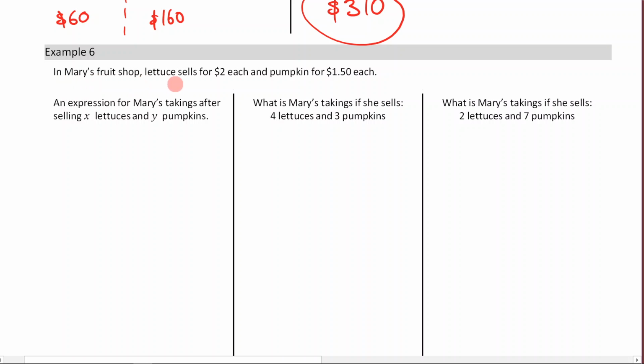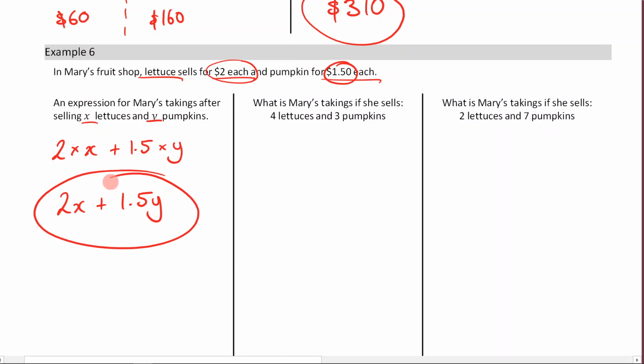It says, in Mary's fruit shop, lettuce sells for $2 each and a pumpkin for $1.50 each. We need to find an expression for Mary's takings after selling x lettuces and y pumpkins. So if she's earning $2 for each lettuce she sells and she sold x lettuces, we would say that she has sold 2 times x amount. And then we're going to add onto that 1.5 for the cost of a pumpkin, and she sold y pumpkins, so we're going to times that by y. Remember, we don't like the multiplication sign, so it's just going to be 2x plus 1.5y. That is going to be our expression.